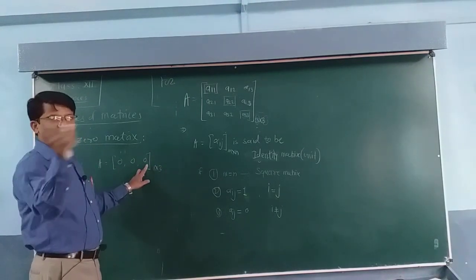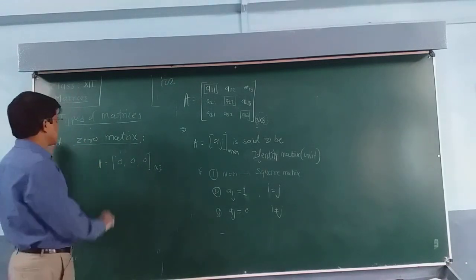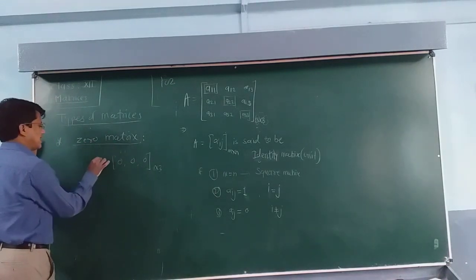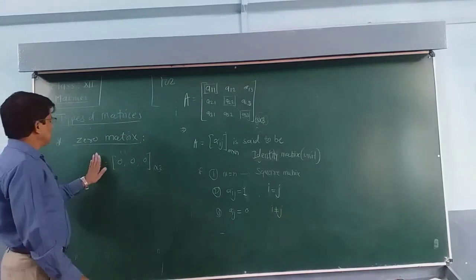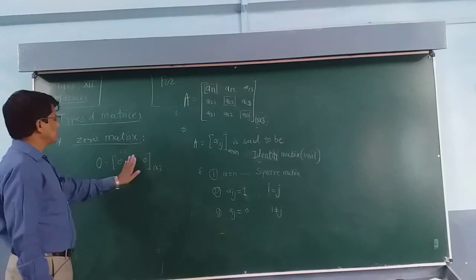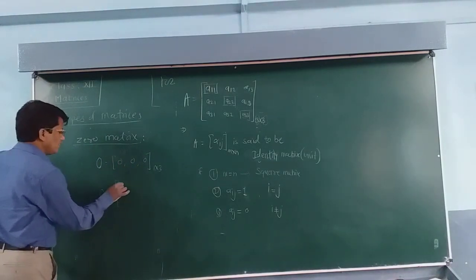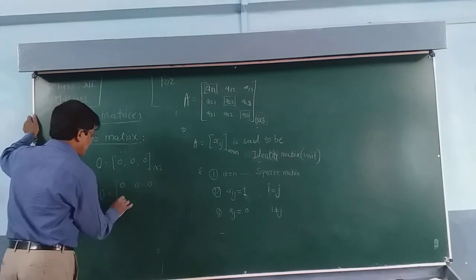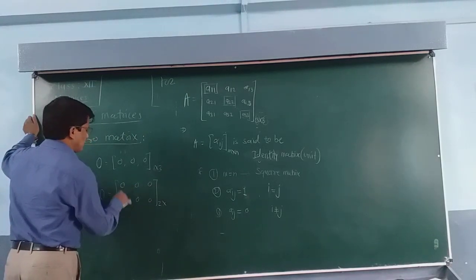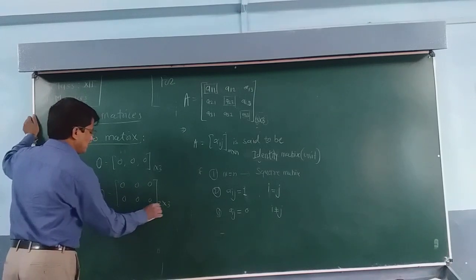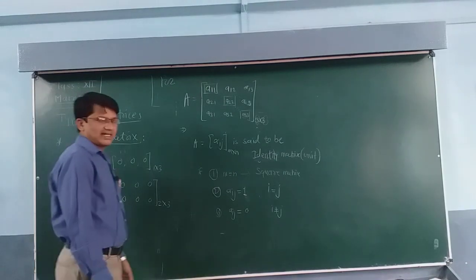This is a row matrix, but all the elements are 0. Hence this is a zero matrix. A zero matrix is denoted by O. We can say O equal to 0 0 0. One more condition: 0, 0, 0, 0, 0, 0. What is the order? 2 rows and 3 columns. So this is again a zero matrix.